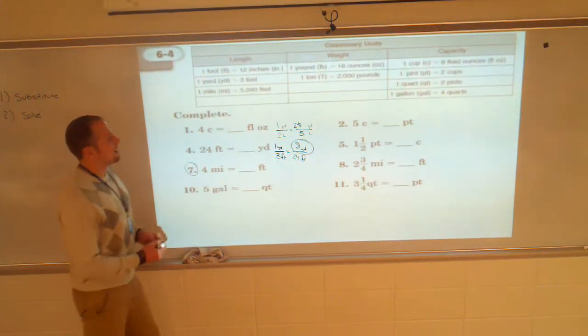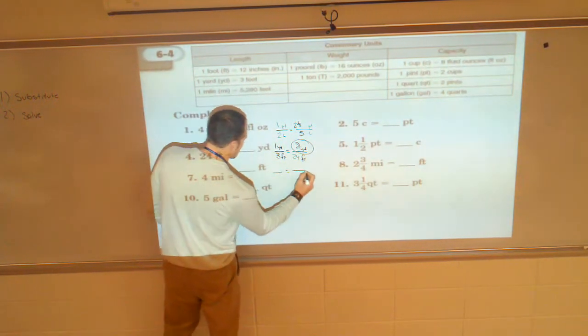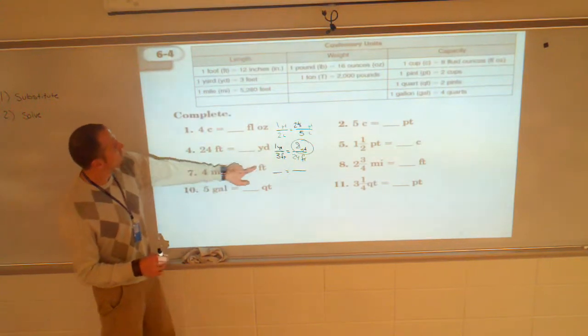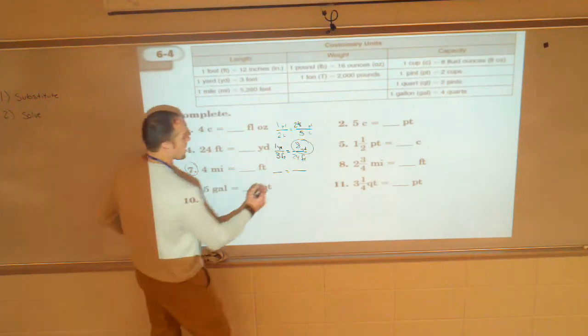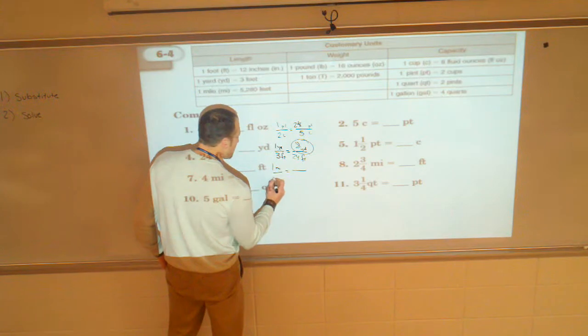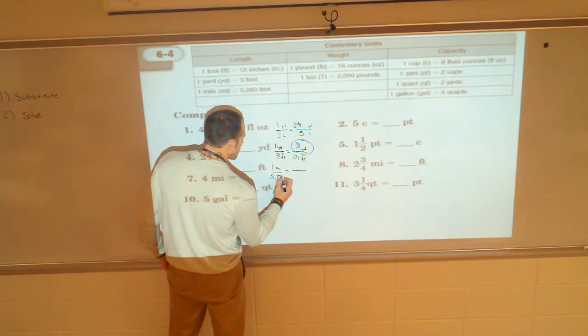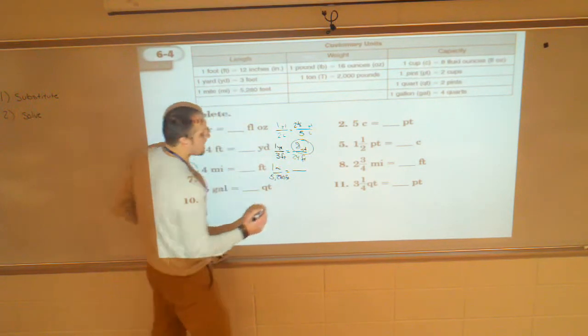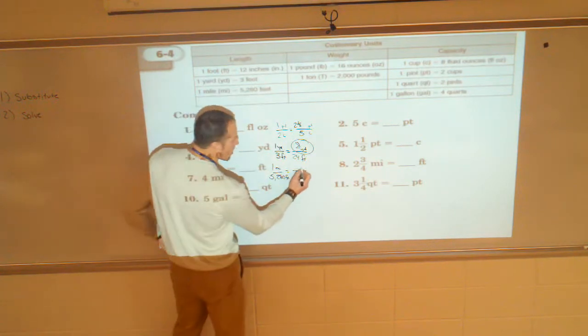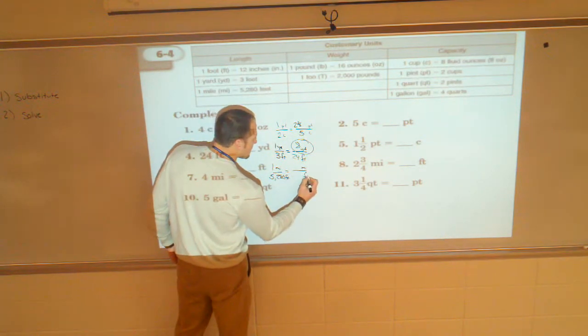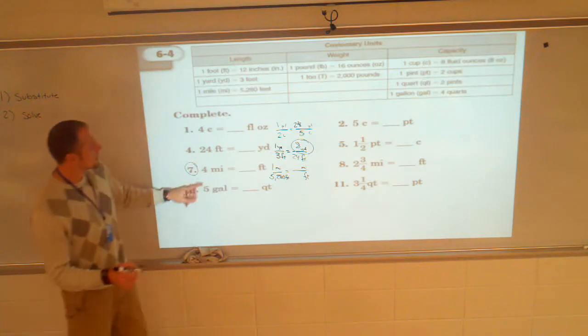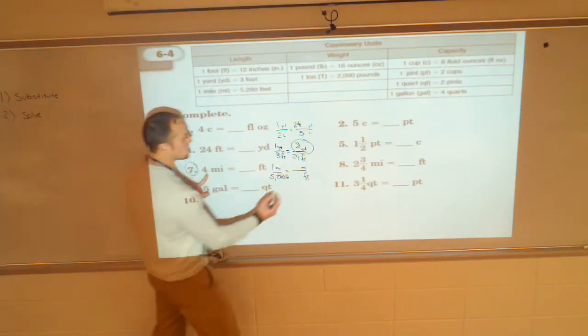Okay, here is the proportion. Miles to feet. 1 mile is 5,280 feet. Okay, we've got the labels. Carry the labels across. Miles and feet. Come back, we've got 4 miles.